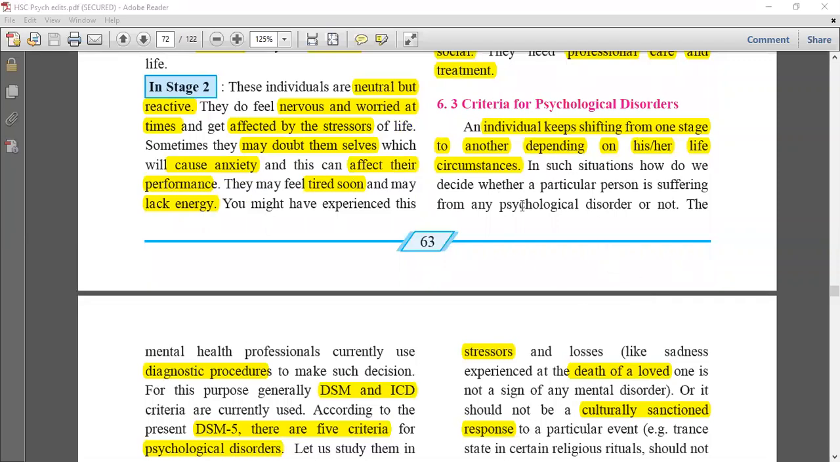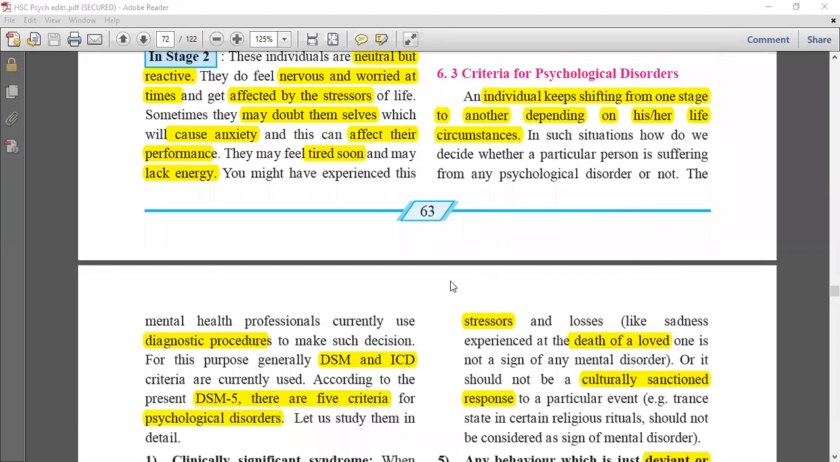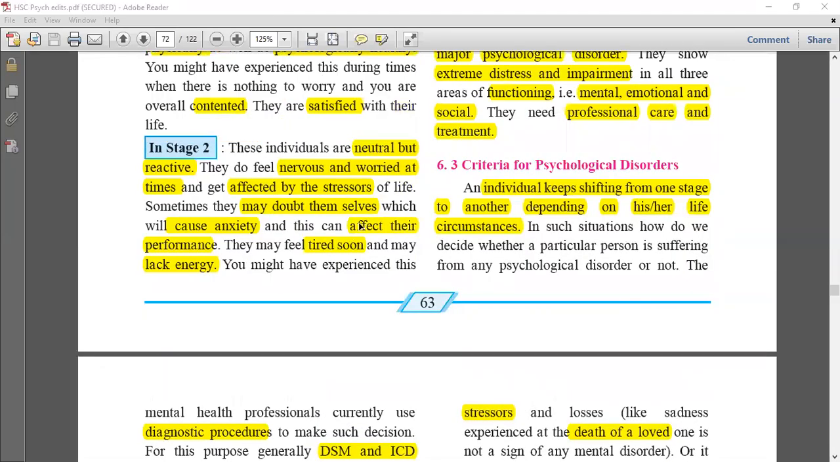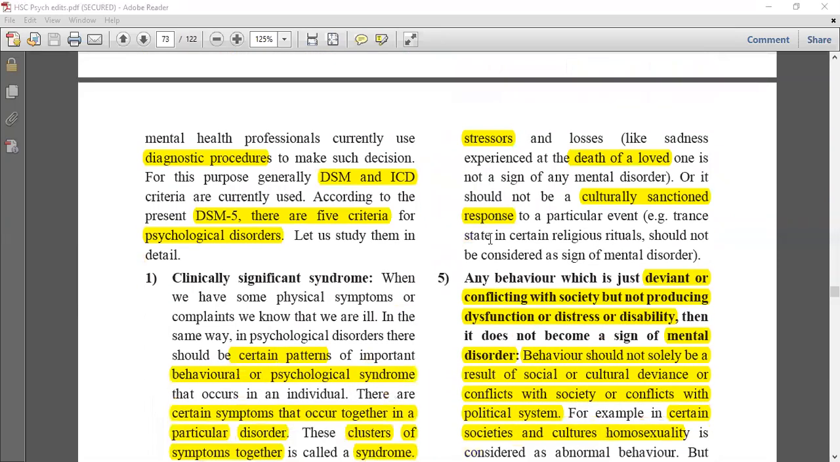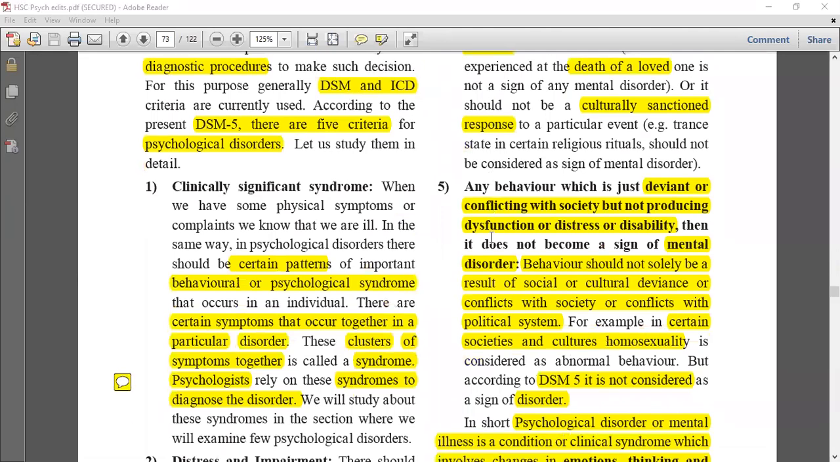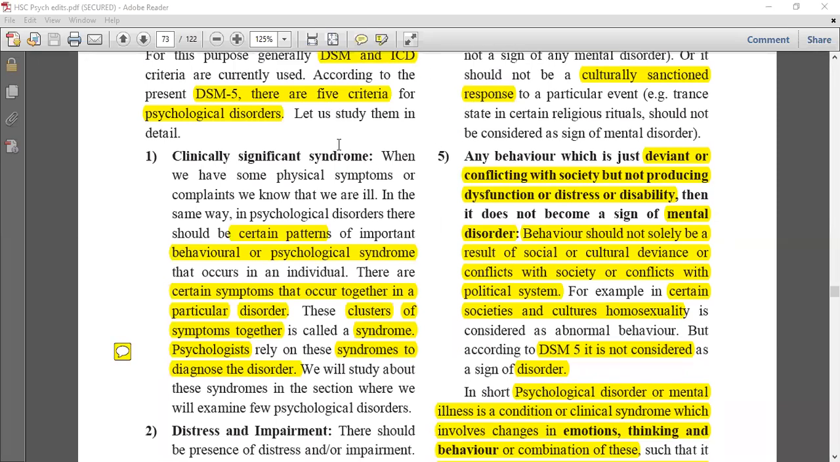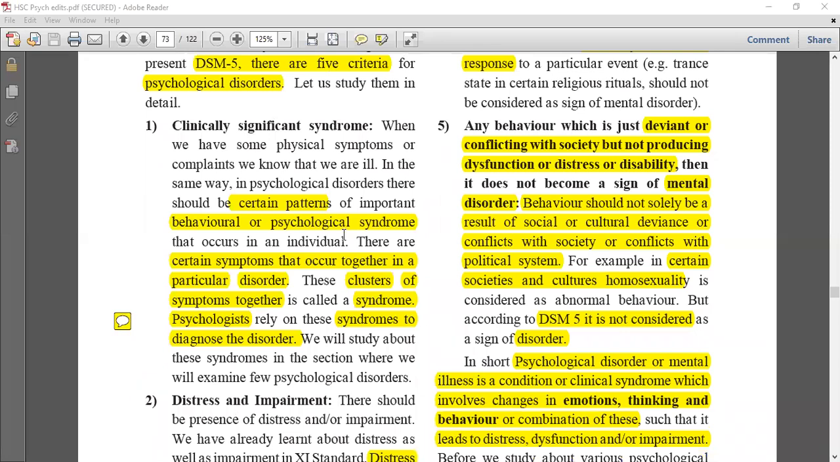So, what is the criteria for psychological disorders? An individual keeps shifting from one stage to another among these 4 stages, depending on his or her life circumstances. Okay, so mental health professionals currently use diagnostic procedures called DSM, that is the Diagnostic and Statistical Manual, and ICD, which is the International Classification of Diseases. At present, DSM-5 is used. Okay, so DSM is what is used in the US, and ICD is by the WHO. Now there are 5 criteria of psychological disorders.